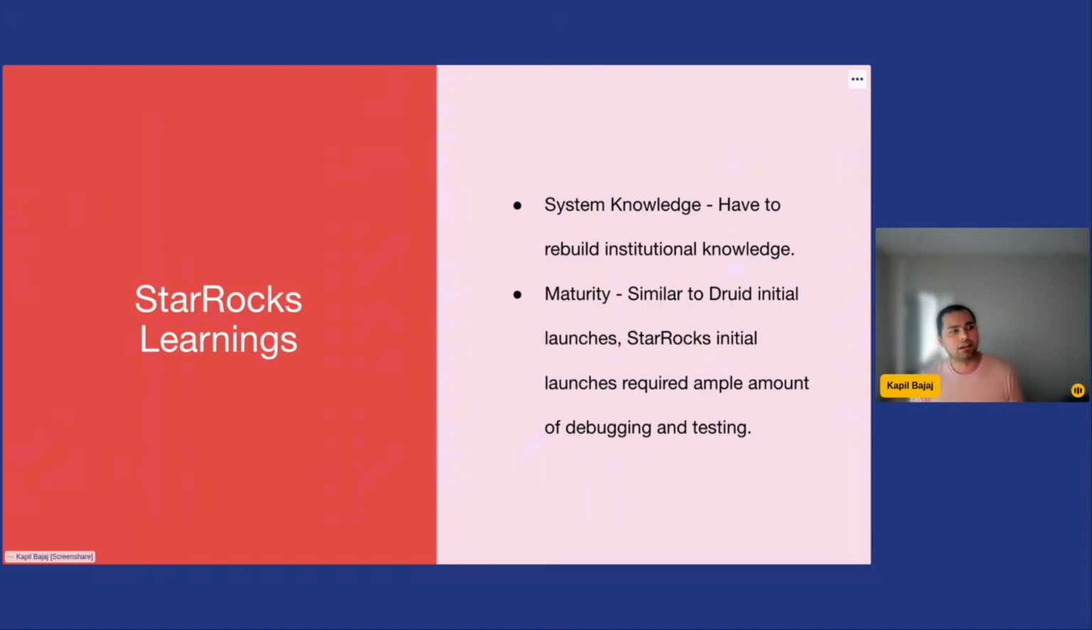Also, maturity. Our Druid option internally had become a lot more mature over the years. We knew its scale, we knew its limitations, and we had launched a lot of big use cases on it. With StarRocks initial launches, we had to do a lot of debugging and testing as we adopted it, as we learned it, and as we continue to understand its limitations. So we did have a lot of learning through these launches.